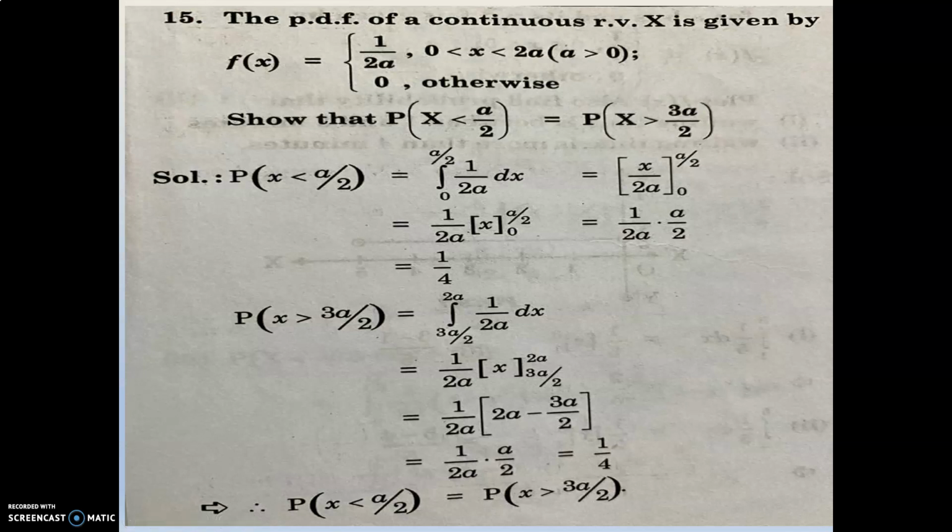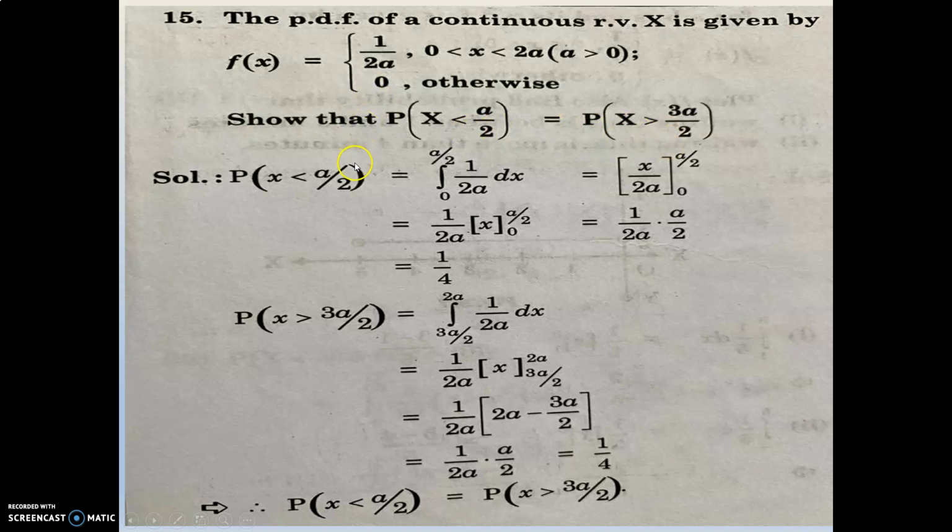So next question is, the probability density function of a continuous random variable x is given by f of x is equal to 1 upon 2a, for 0 less than x less than 2a, where a greater than 0, and 0 otherwise. Show that probability of x less than a upon 2 is equal to probability of x greater than 3a upon 2. We have to show this part.